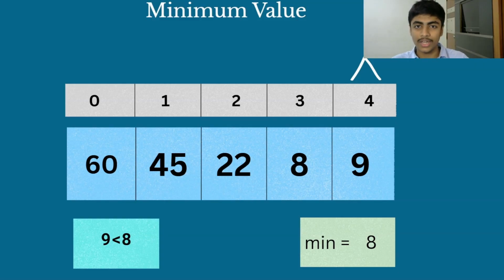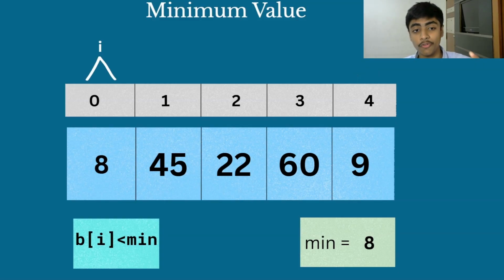Now we're going to look at a different example. So in this new array, I just swapped the first and the fourth element. So now my first value is 8 and my fourth element is 60. So we're just going to set minimum to 8 because that's what we do.